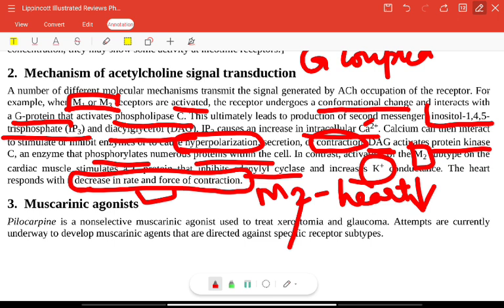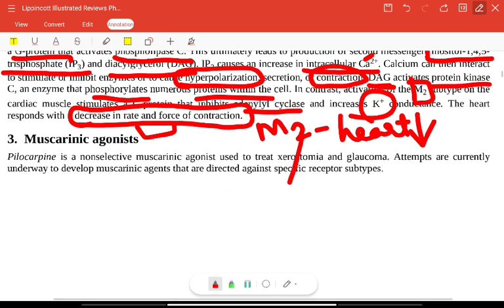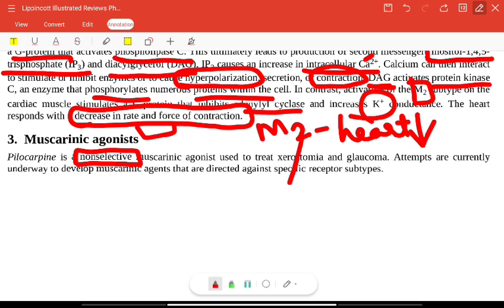Now we will see muscarinic agonists. We have studied in the first lecture, pilocarpine is non-selective, and usually it is used to treat glaucoma. This is an important question you have to remember. Pilocarpine is used to treat glaucoma.